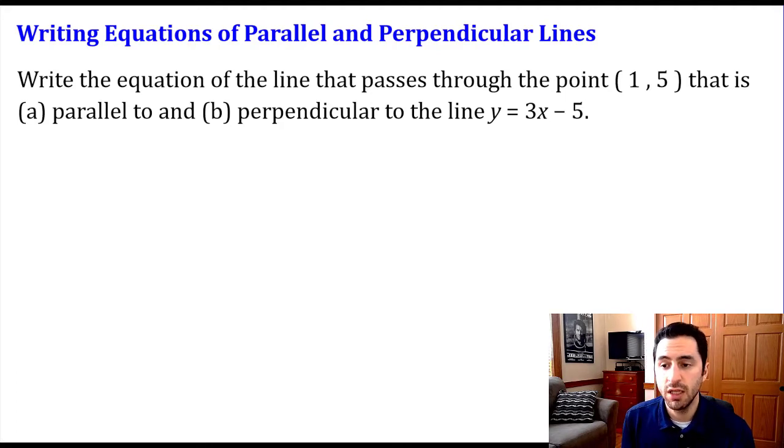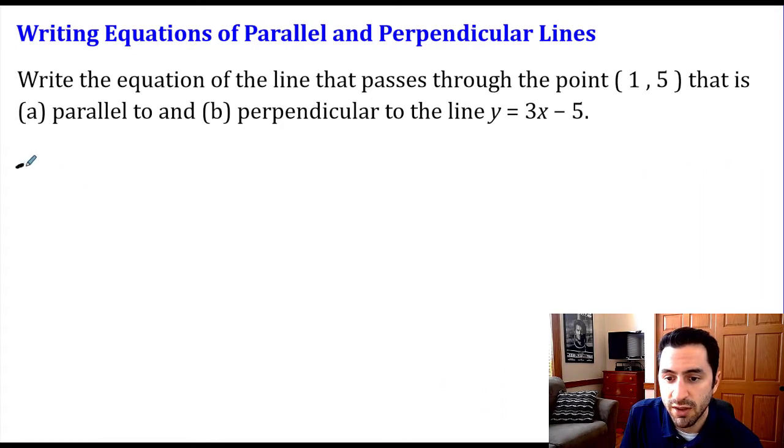Now in general, it's important to note that whenever you're writing the equation of a line, you need two pieces of information. You need a slope and you need a point. The point is given to us. It's the point (1, 5). The slope, that second piece, we're going to get based on whether we want it to be parallel or perpendicular to our given line. So the slope of the given line is 3.